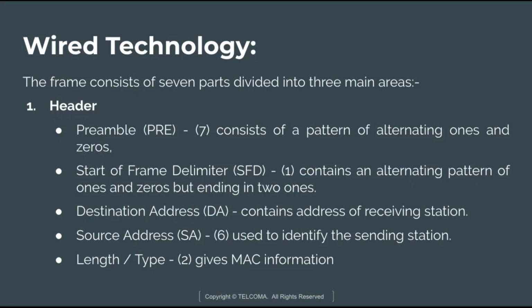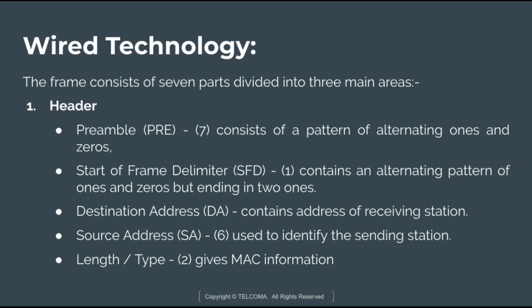First is the header field, which contains the preamble. It is 7 bytes and consists of a pattern of alternating ones and zeros, and this informs the receiving station about the start of the frame and enables synchronization. Next is the start of frame delimiter, SFD. This contains an alternating pattern of ones and zeros but ending in 2 ones.